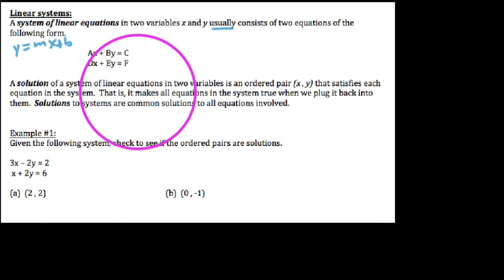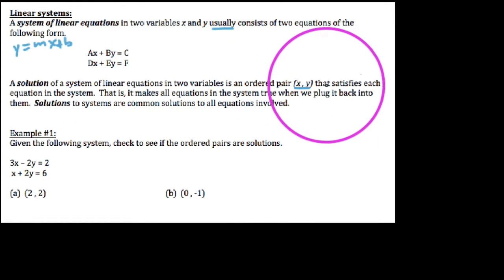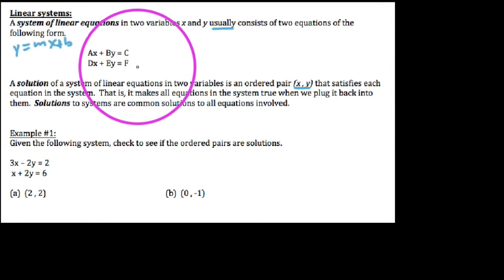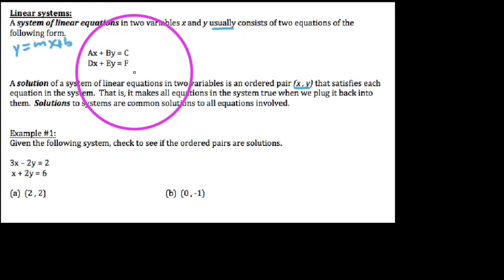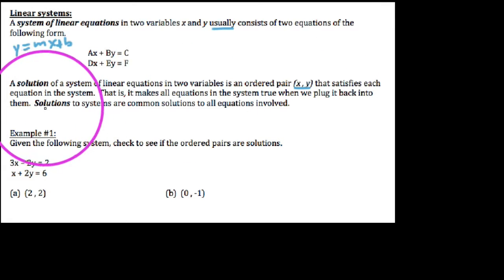So we say a solution of a system of linear equations in two variables is an ordered pair x comma y that satisfies each and every equation in the system, okay? So we say that is when we plug this x, y back into both of these equations, all the equations in the system, it makes them true. We get a true statement.